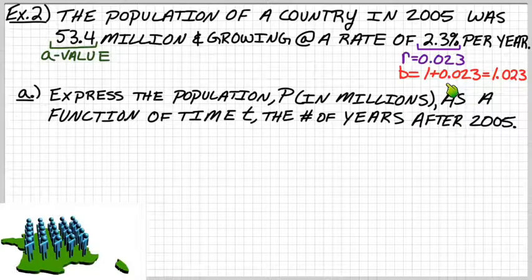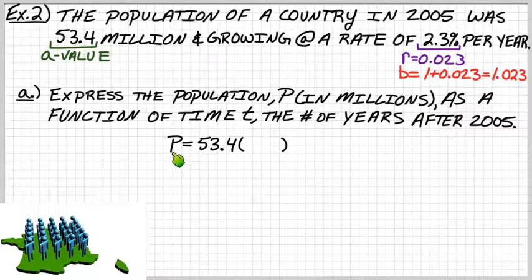So once we know that, we can throw this right into the equation. Just make sure you use the correct variables. So it's asked for P and T. And a lot of these will ask for T. Exponential equations use time. So P, that's our output, the population, starts at 53.4. And then the multiplier we said was going to be our growth factor of 1.023. And then we raise it to the exponent of T. And T is the number of years since 2005. Okay, so I'm good with that. That's good.